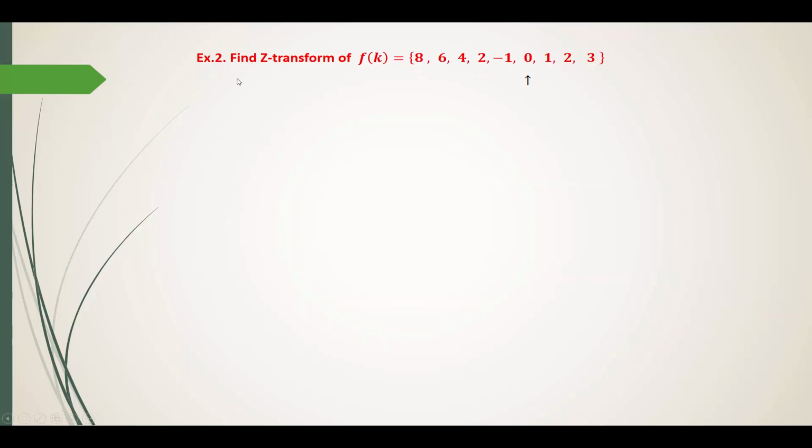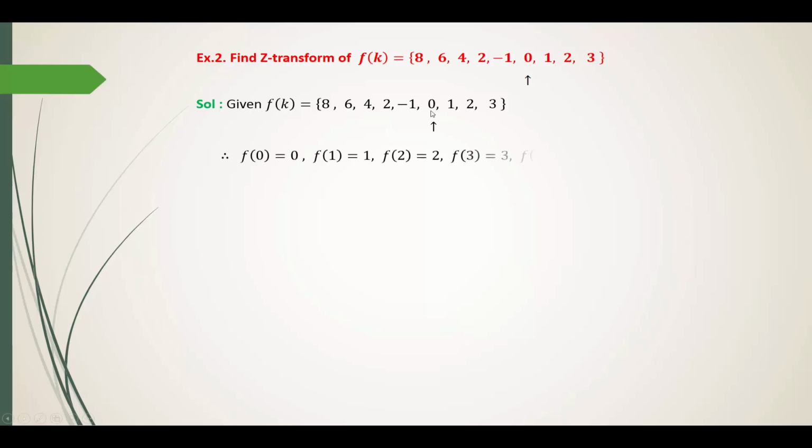Next, example second. Find Z transform of sequence f(k). Sequence f(k) is given as 8, 6, 4, 2, -1, 0, 1, 2, 3. Solution. Given sequence f(k) in this way, here denote dash arrow, means this is value of function at k equal to 0, means this is f(0). So f(0) is 0, f(1) is 1, f(2) is 2, f(3) is 3, f(-1) is -1, f(-2) is 2, f(-3) is 4, f(-4) is 6, and f(-5) is 8.